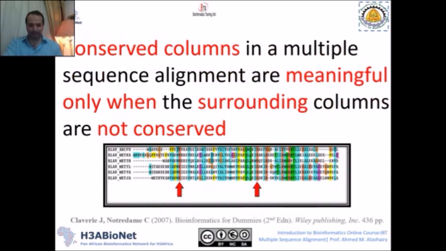Conserved columns in a multiple sequence alignment are meaningful only when surrounded by non-conserved regions. This is also very important. So this means that you have to see a signal that is genuine and interesting: some conserved columns, surrounded by columns that are not conserved.